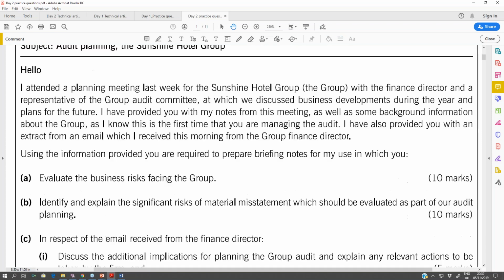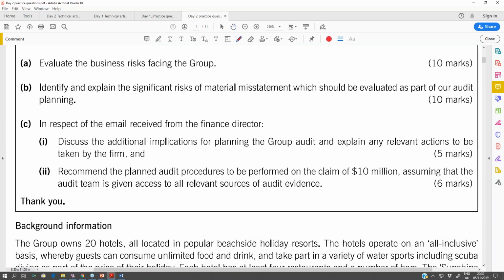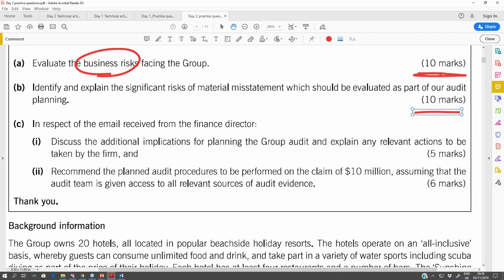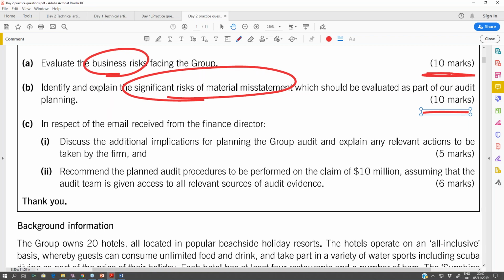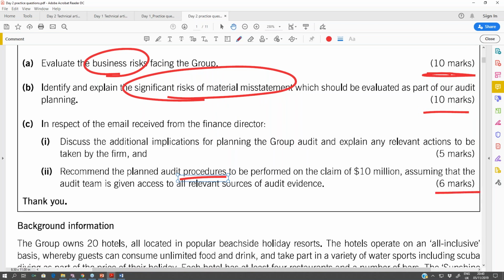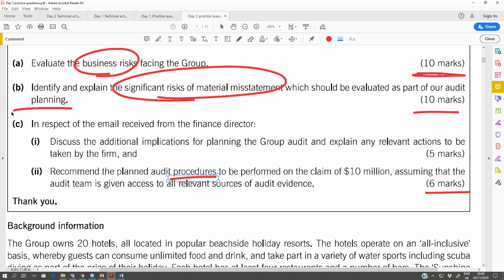When you look at the December 17, question number 1, for 10 marks, it has business risk. For another 10 marks, it has the risk of material misstatement. So these are the core areas which have gone in the previous webinars. Then for 6 marks, you need to perform procedures. But for the remaining 5 marks, you have a requirement which I need to address.